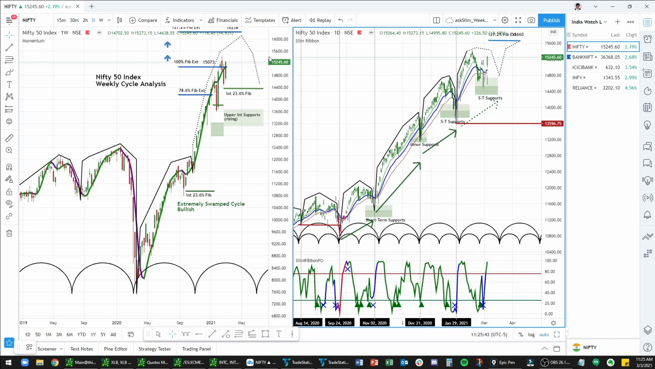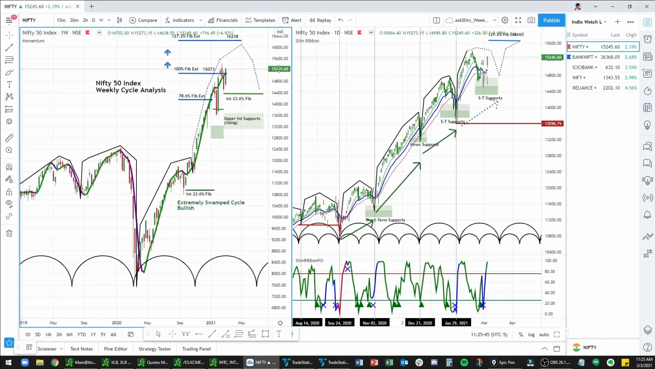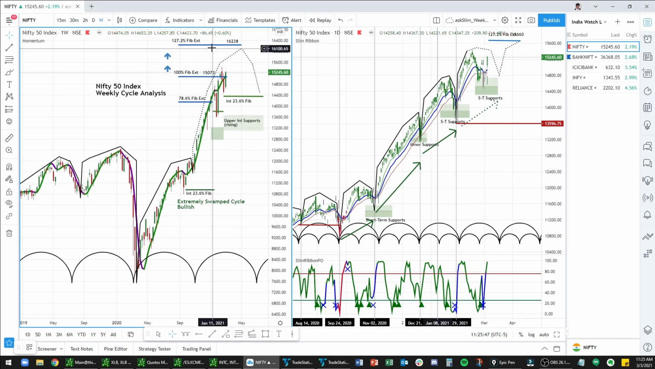So what are we looking for on the upside? Overall, we're looking for a test of this 127.2 fib here, which comes in at 16,238. So that's the overall target here for the Nifty 50.